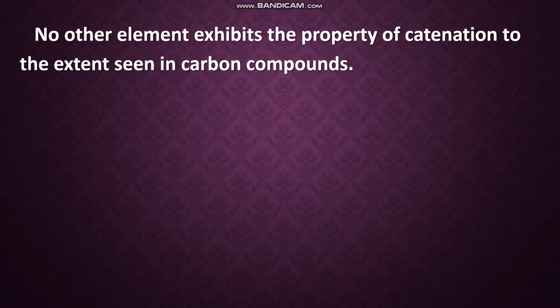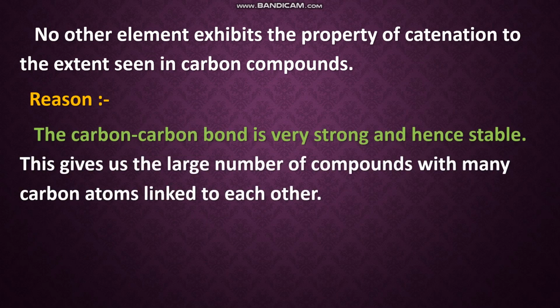So why are the other elements not exhibiting the property of catenation? Only carbon exhibits the property of catenation. The reason is the carbon-carbon bond is very strong and hence it is stable. This gives rise to a large number of compounds with many carbon atoms linked to each other. So why is carbon forming such a large number of compounds? Because the strength of the carbon bond is more than any other bond. So the carbon bond is very strong and so it is stable. That's the reason carbon is forming such a large number of compounds.